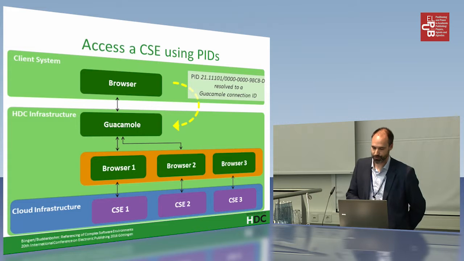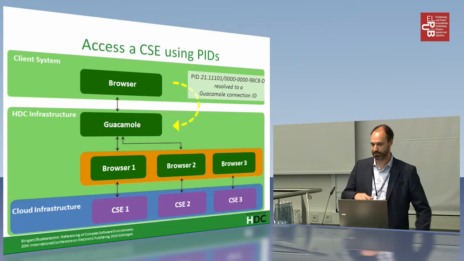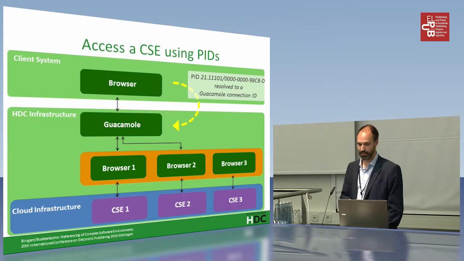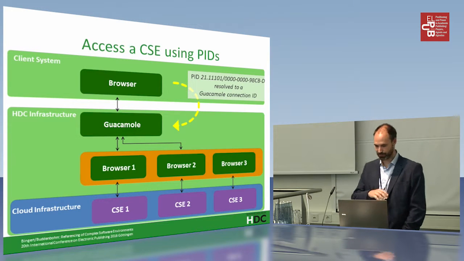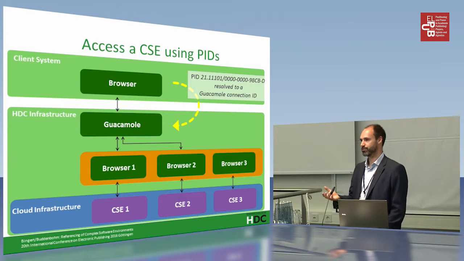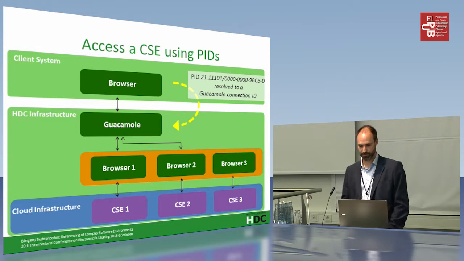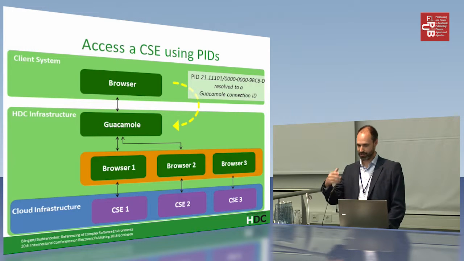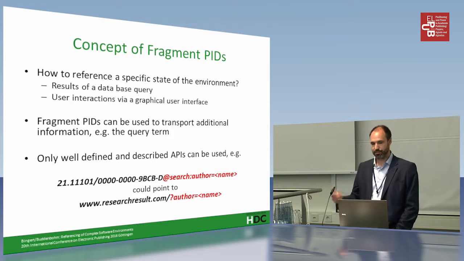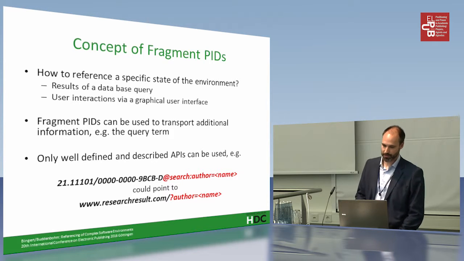But there's only one point, because what you then will be shown is the initial web page of your research result, but sometimes you would like to cite a specific state of your research result. And this becomes more complex. So you have a database as a web service, and you do a query, and this query should be citable at one point, because this is what you would like to show the others. And then we start here with the concept of fragment PIDs.